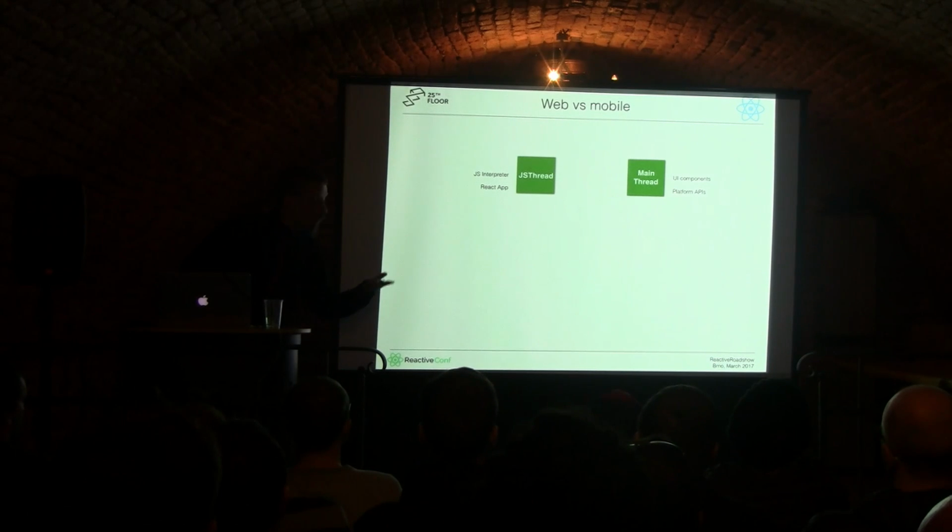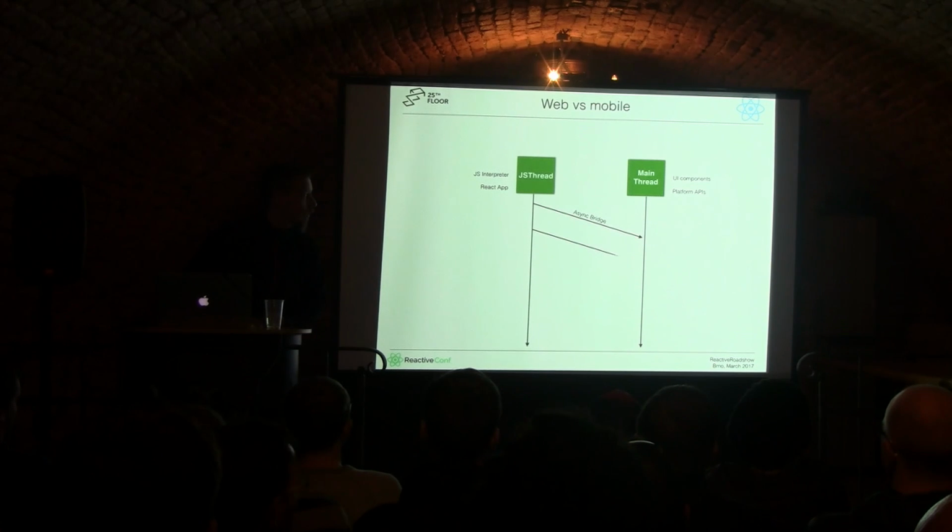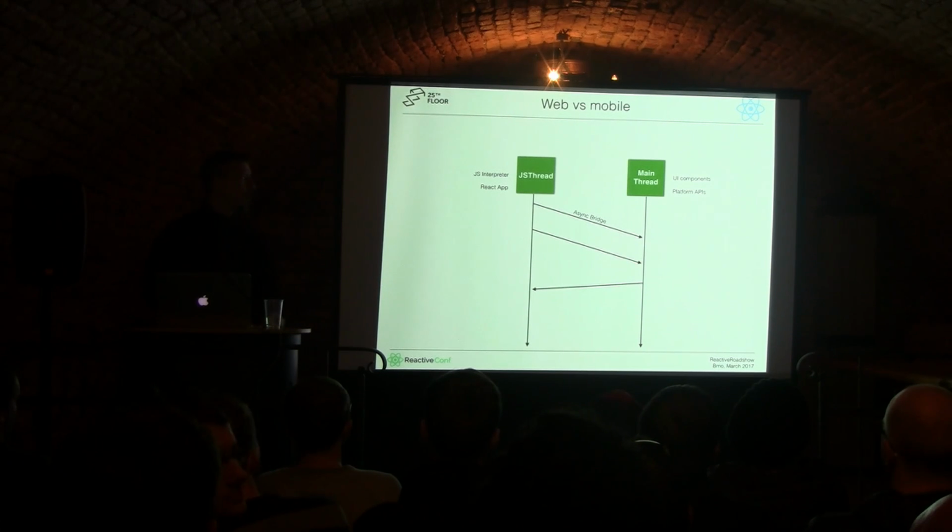Basically, there are two threads. The main thread responsible for the UI, for delivering 60 frames per second for the platform APIs, and then there is a background thread running the JavaScript interpreter that executes your React application. Those two communicate over a kind of narrow asynchronous bridge.